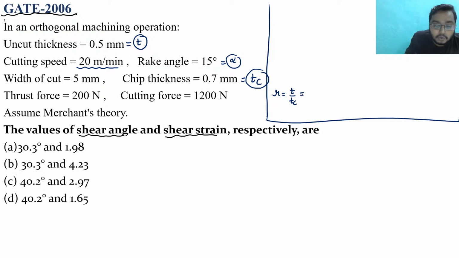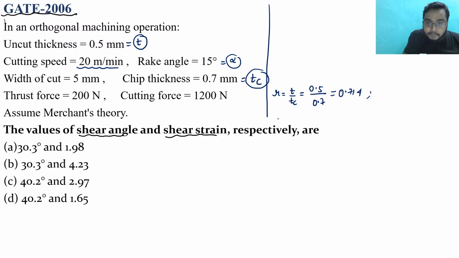Fine. So your T is 0.5, your Tc is 0.7. So R is going to be equal to 0.714. Now you can find the value of phi. How can you find it? Tan phi is equal to R cos alpha by 1 minus R sin alpha.